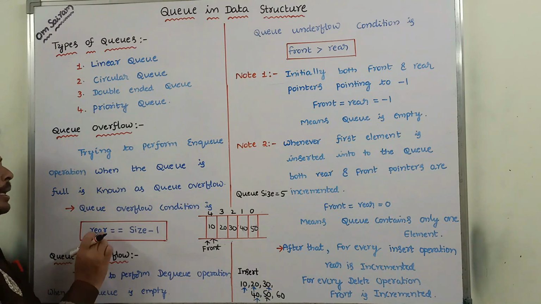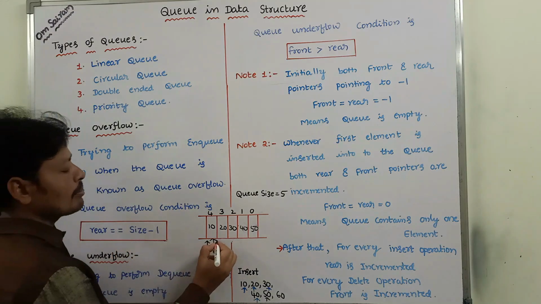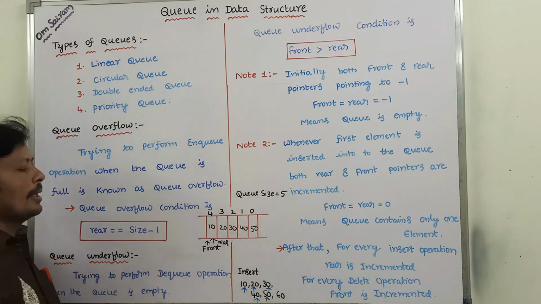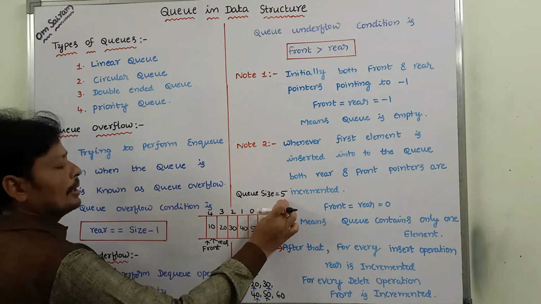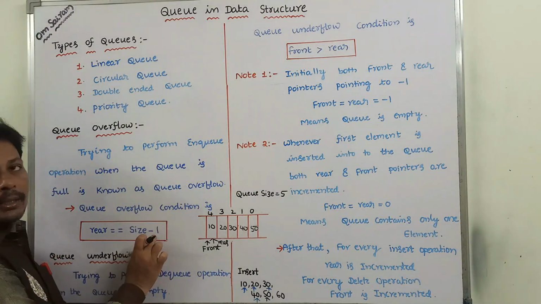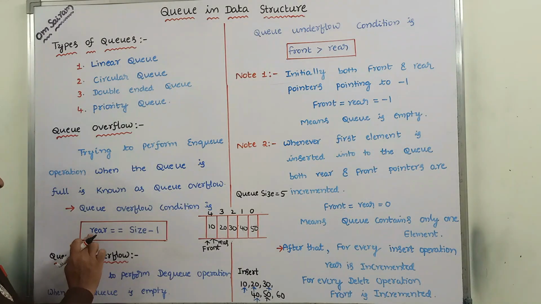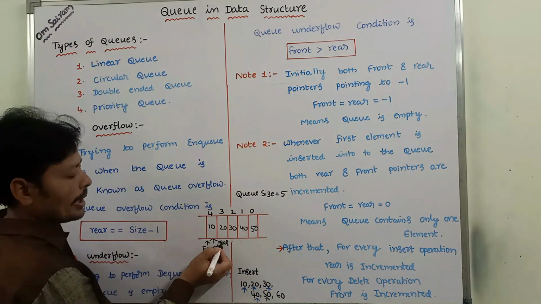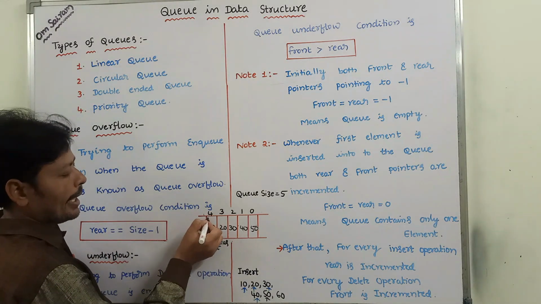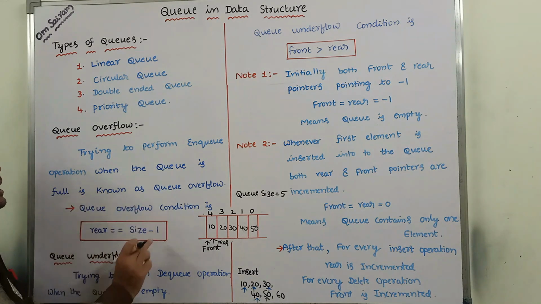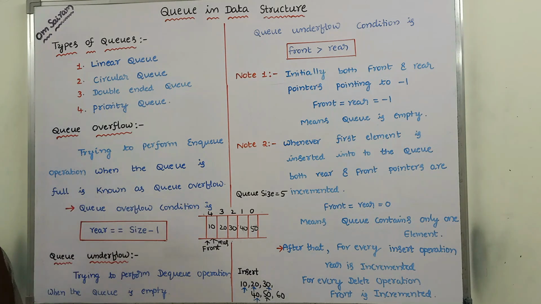So rear equal to size minus 1. Rear pointer is pointing to this one. So queue size is 5. Size minus 1 means 5 minus 1, that is 4. Rear equal to 4. So here the rear is pointing to 4. Then this situation can be called a queue overflow condition.